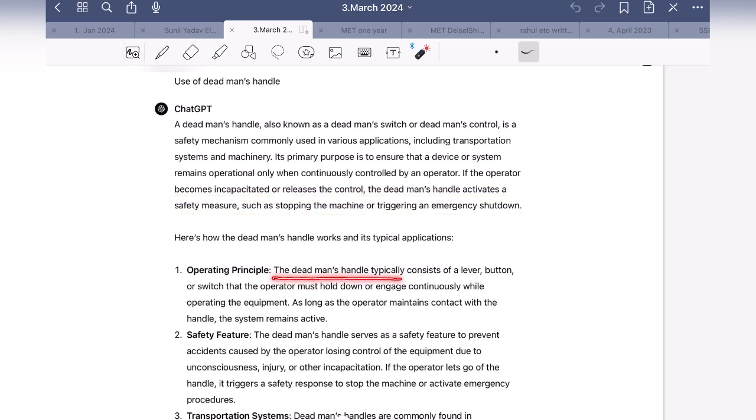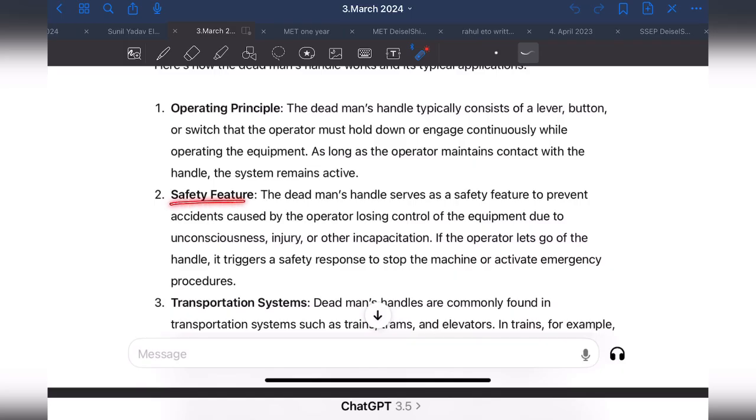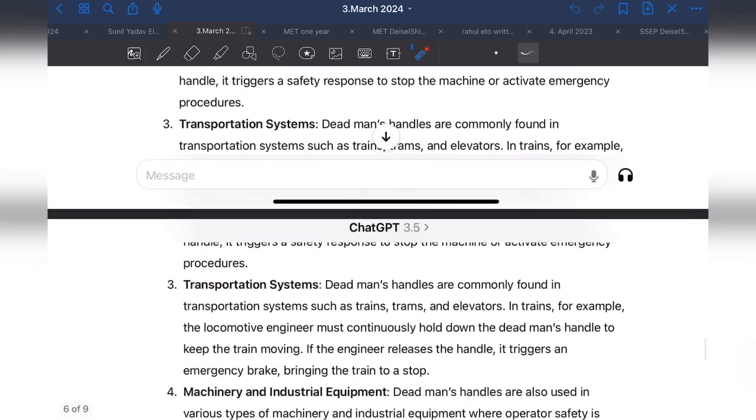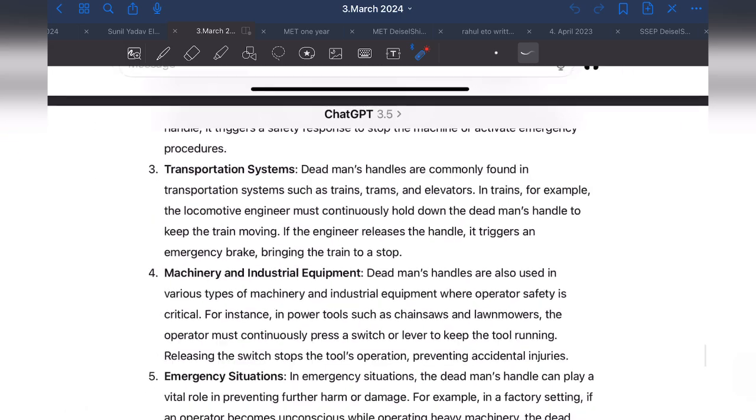The deadman handle typically consists of a lever, button or a switch that the operator must hold down or engage continuously while operating the equipment. As long as the operator maintains contact with the handle, the system remains active. Safety features. The deadman handle serves as a safety feature to prevent accidents caused by the operator losing control of the equipment due to unconsciousness, injury, or other incapacitation. If the operator lets go of the handle, it triggers a safety response to stop the machine or activate emergency procedures.